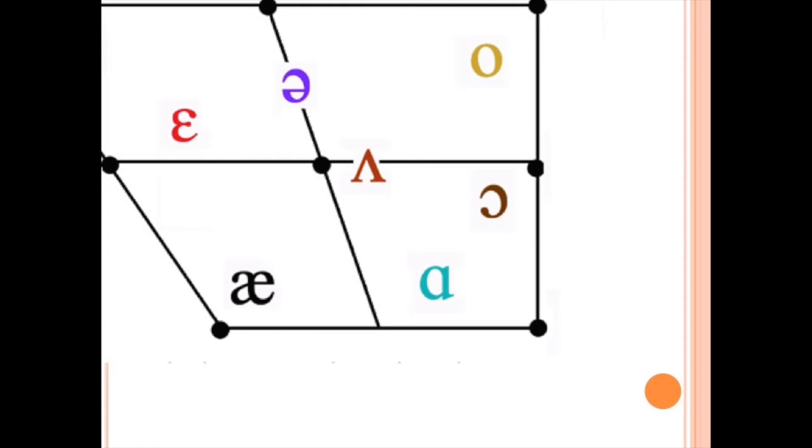This upside down V here is supposed to be rust colored. If you can find another color that has the sound that appears in rust or muck or luck, then let me know.